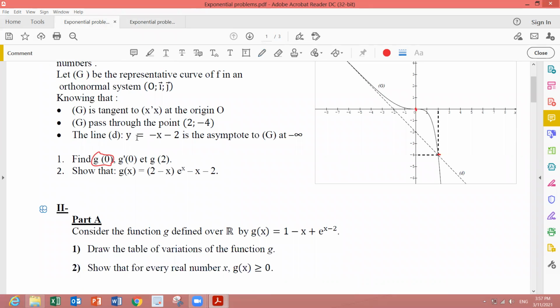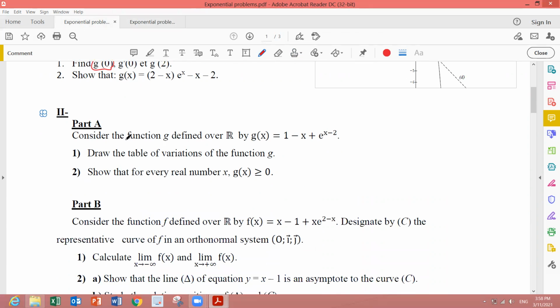Exercise 2, part A. Consider the function g defined over R by g of x equal 1 minus x times e to the power x minus 2. Draw the table of variations of the function g.